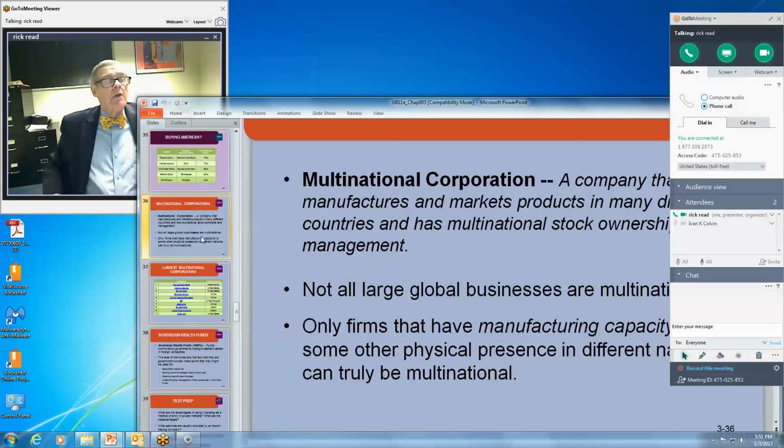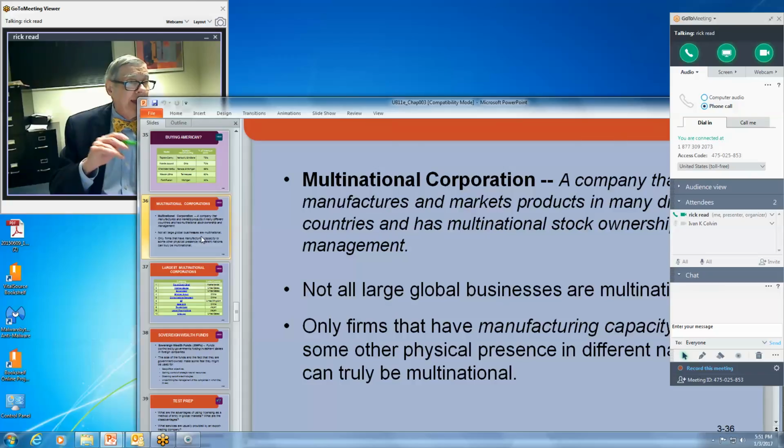Multinational corporation, exactly what it says. It manufactures and markets products in many, many different countries. Notice what it says here. Not all large businesses are multinational. It's restricted to only the firms that have manufacturing capacity and/or some other presence in other countries. Those can be said to be multinational.